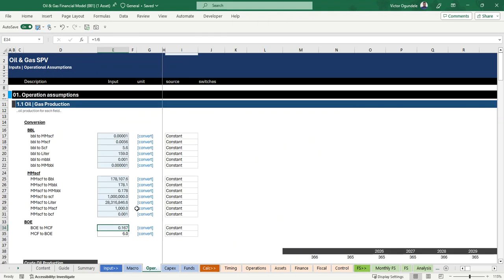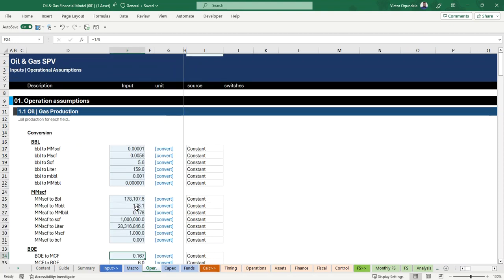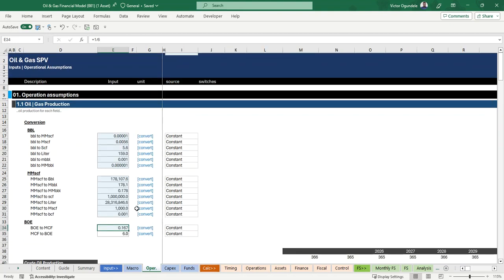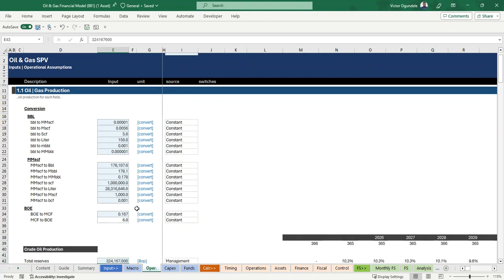So now to the second part of the session, we just want to take a look at the operations assumption. Remember, we are still in the inputs section of the model build. Here we have different conversions that might be applicable in case we need any of these, so we just put them all in here.